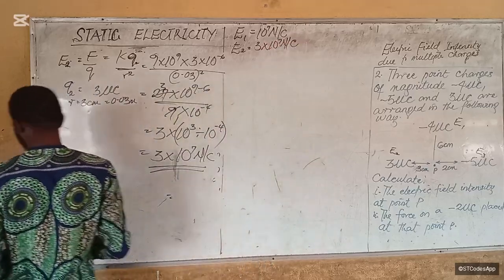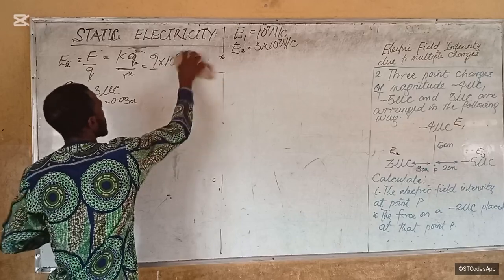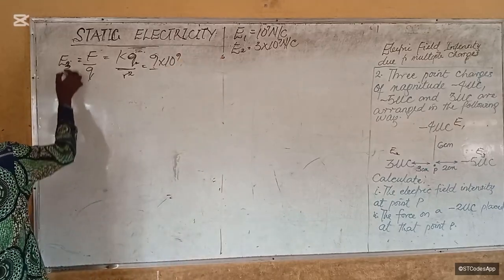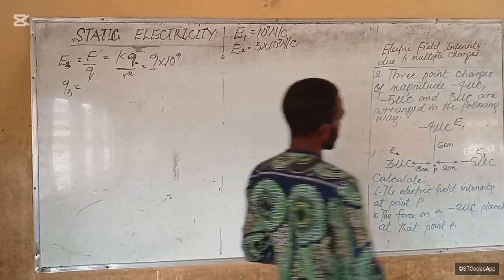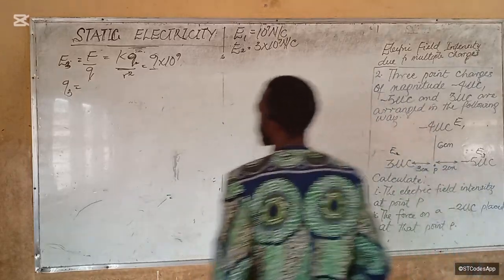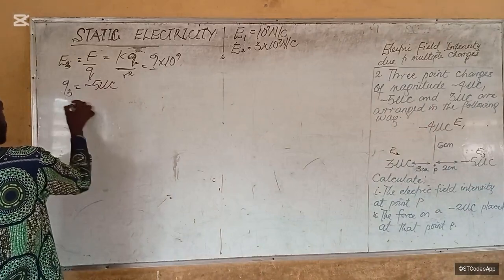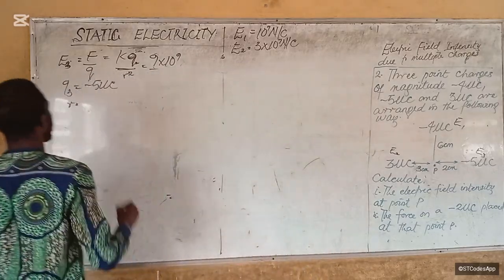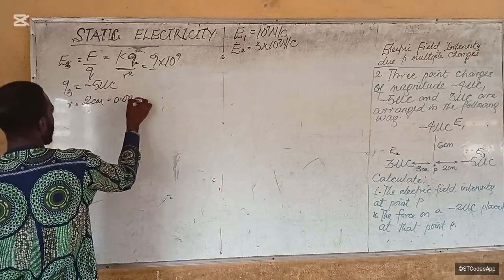Now let's solve for E3. Now what will E3 give us? E3, we have Q3. What is Q3? Q3 is given to be minus 5 microcoulomb. What's the distance from that point P? Its distance is 2 centimeters. So that is 2 centimeters, which is equal to 0.02 meters.